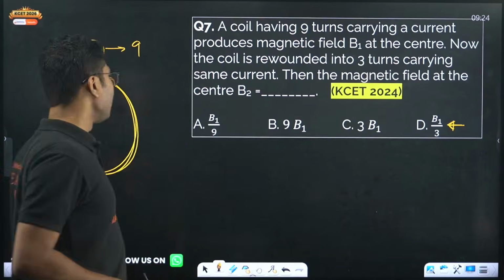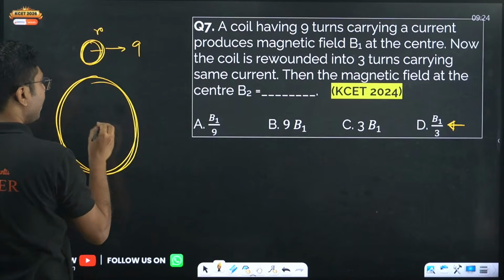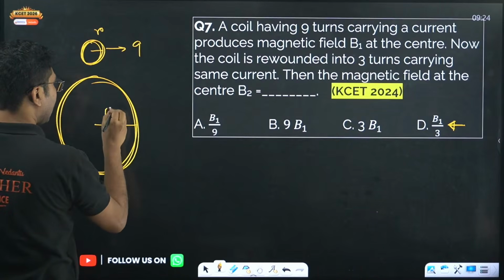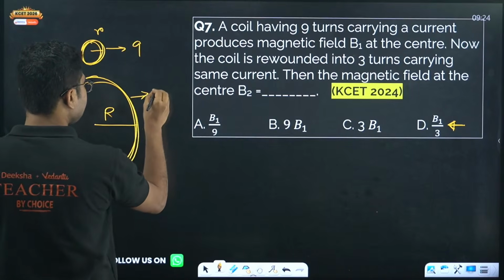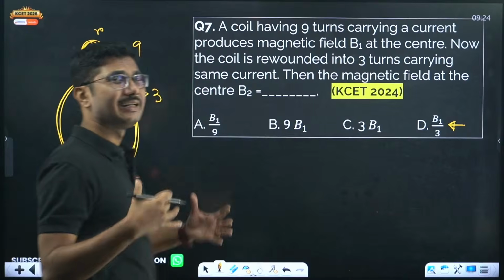Now we will check it. Suppose the initial radius of the wire was small r. After you rewound the entire wire into 3 turns, the number of turns is 3. Suppose the radius is capital R. Now what thing remains the same?